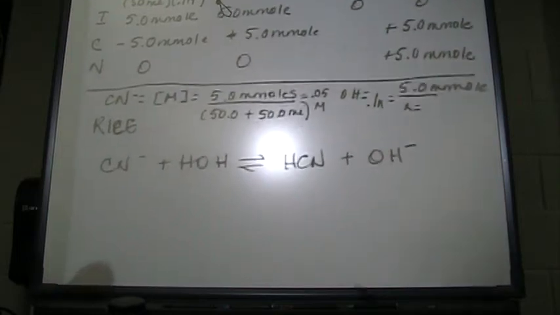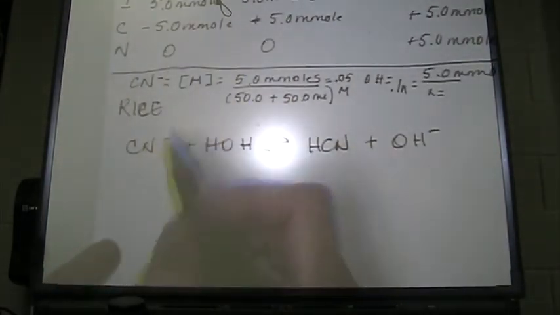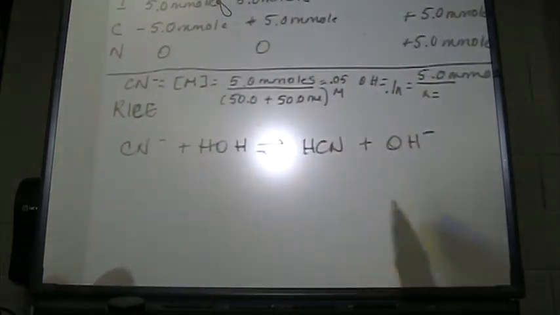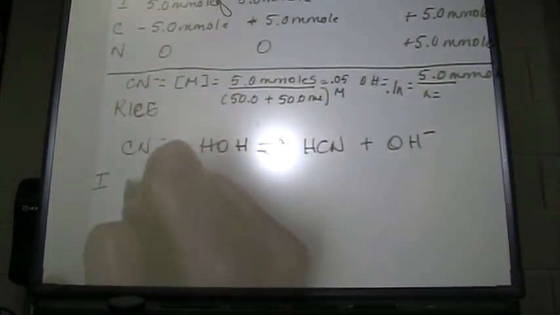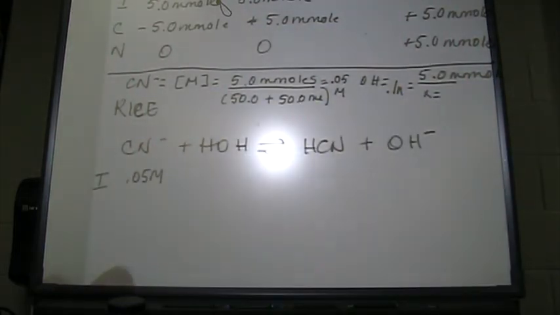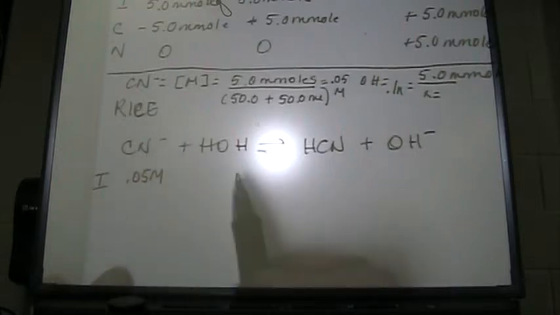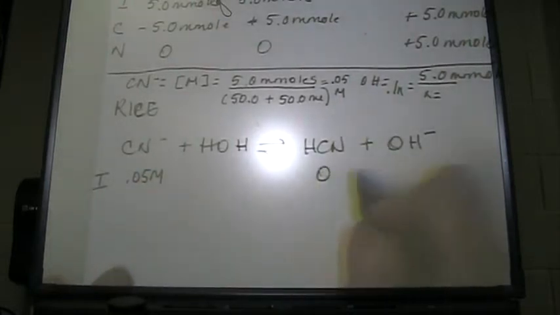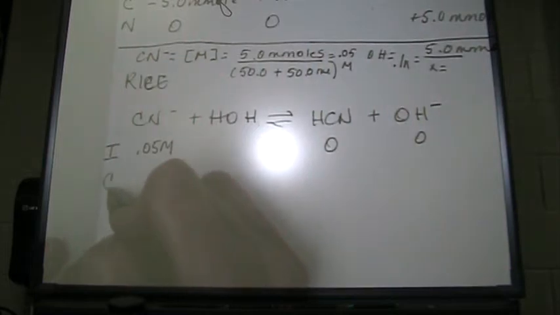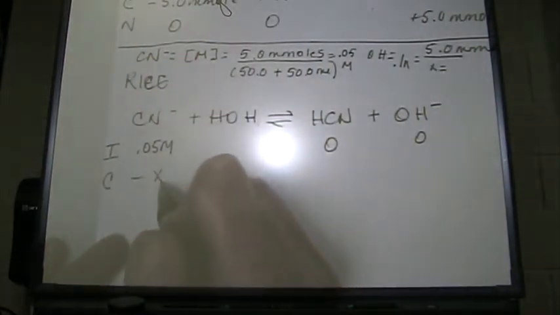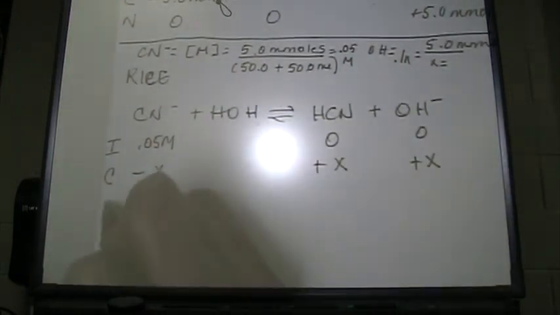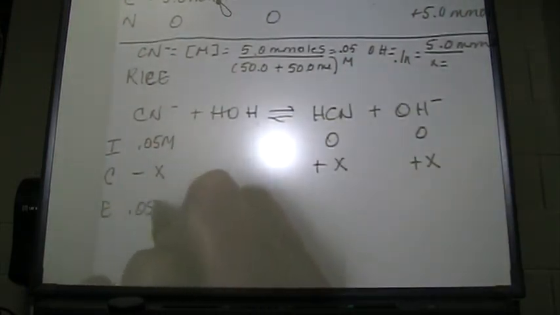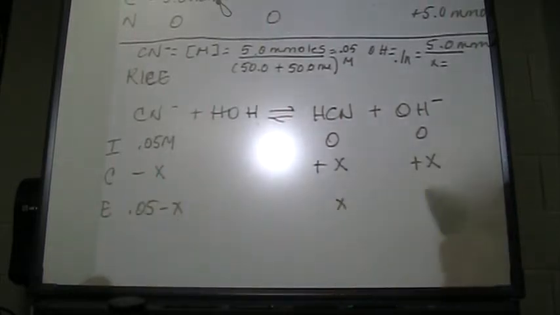Let's now go into our RICE table, now that we have figured out the equation that controls pH. Initially, we're going to have 0.05 molar CN. We don't have any of this. The change towards equilibrium, some of this will form some of this and OH. At equilibrium, the equation that we could use to figure out our concentrations will be this.